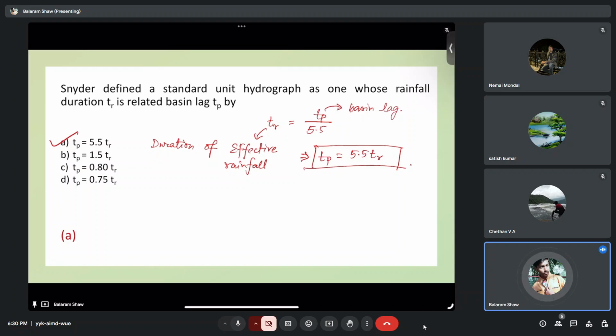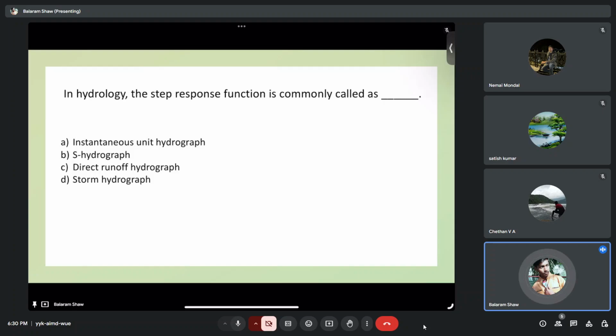Okay, so we'll move to the next question now. In hydrology, the step response function is commonly called, as we have seen in the last class also, the S hydrograph, right? We will see this in today's IUH, that is Instantaneous Unit Hydrograph, also. So the correct answer will be B.